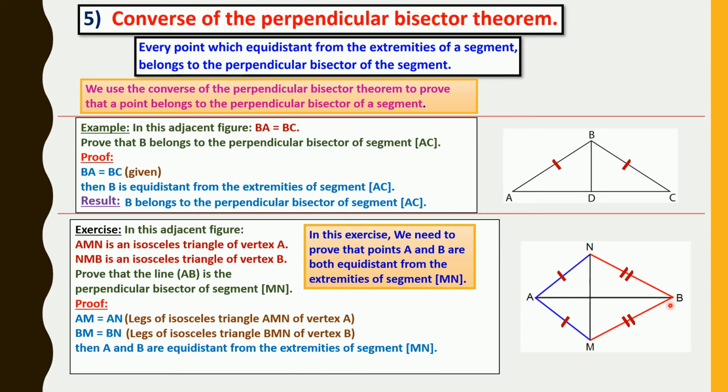So now these 2 points are equidistant from the extremities of segment MN. The result here is that the line AB is the perpendicular bisector of segment MN, because once we prove that A and B are equidistant from the extremities of segment MN, it means that these 2 points both are located on the perpendicular bisector of the segment MN. So the line passing through these 2 points is in fact the perpendicular bisector of segment MN.